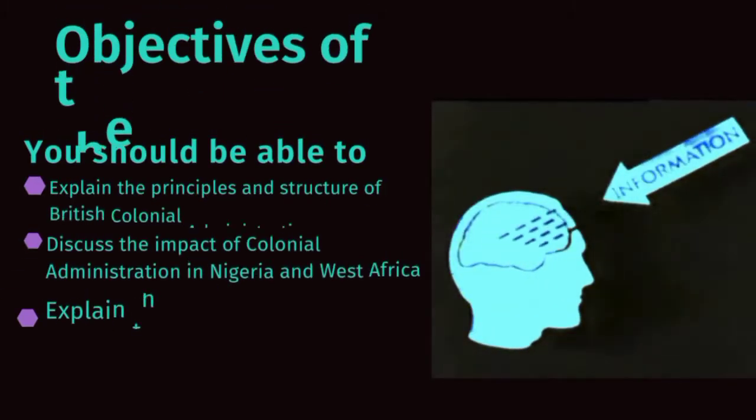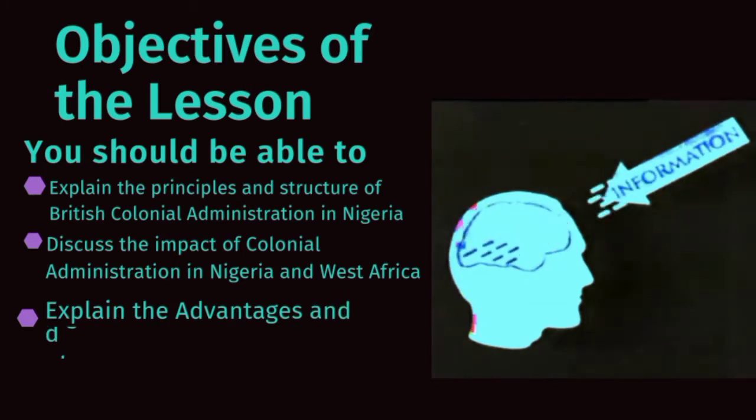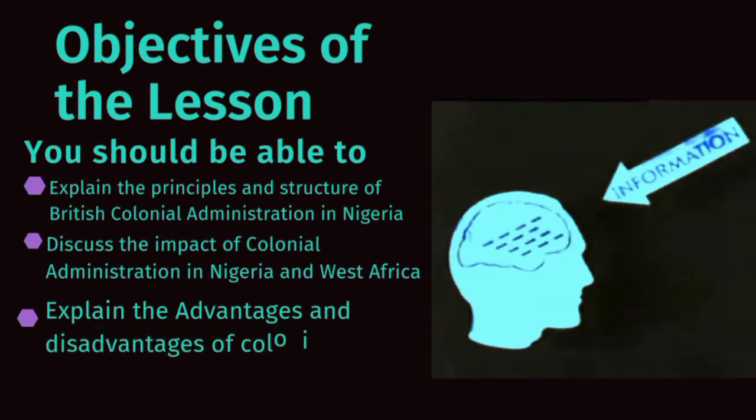By the end of this lesson, you should be able to first explain the principles and structure of British colonial administration in Nigeria. Also, you should be able to discuss the impact of colonial administration in Nigeria and West Africa, as well as explain the advantages and disadvantages of colonial rule.